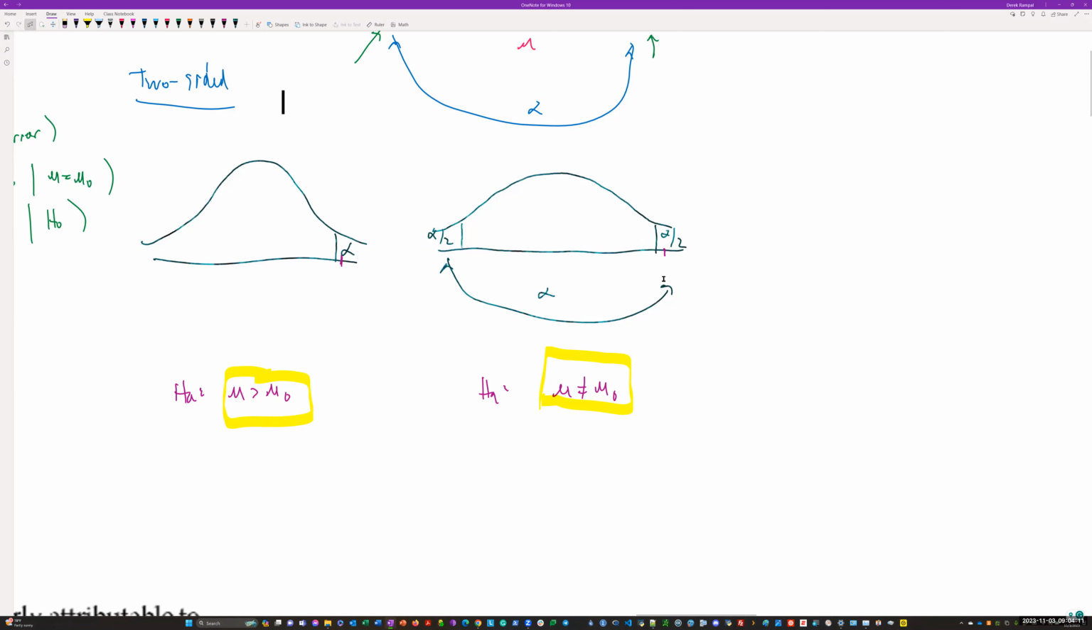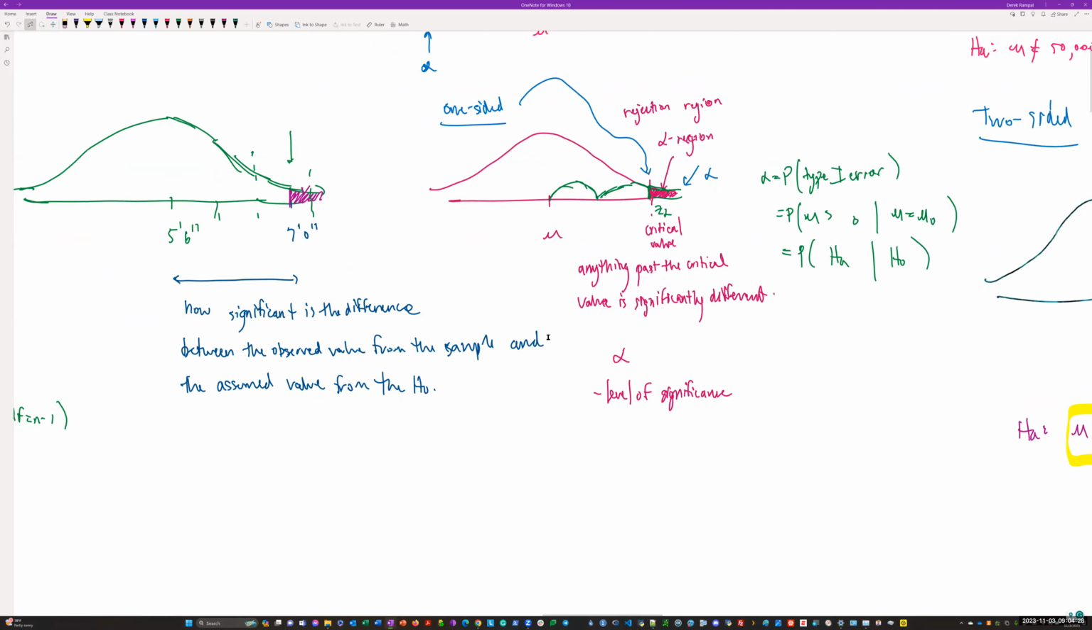Question? Question? If alpha over, well, it depends if alpha is 0 or not, I guess. Negative alpha? That's going to be a little difficult.